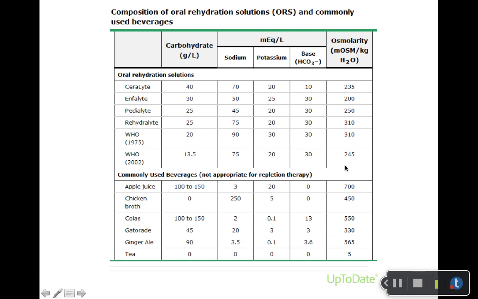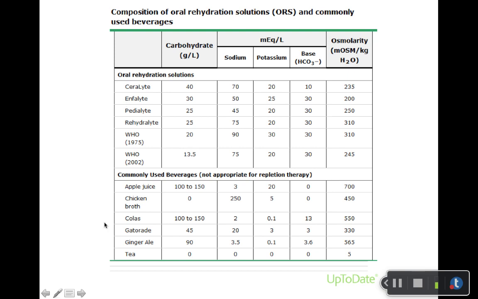Again, don't worry about memorizing it for testing purposes. I won't ask, hey, how many milliequivalents of sodium are in Pedialyte? That's not something I'll question you guys about, but it is good to know that these are commercially available ones on the top of the ORS, and then these are the commonly used.